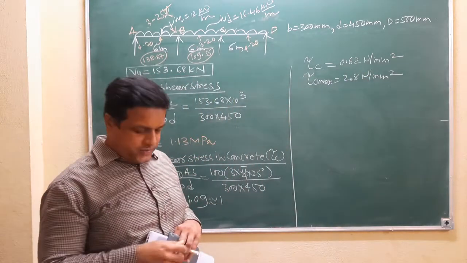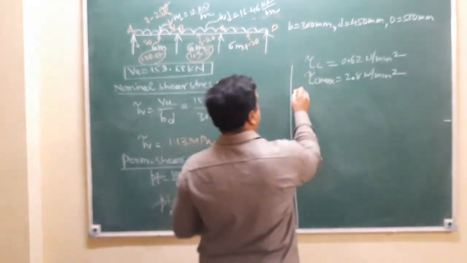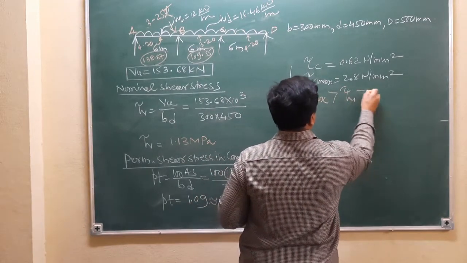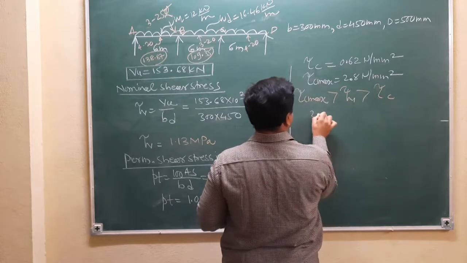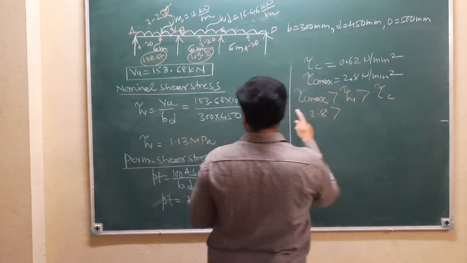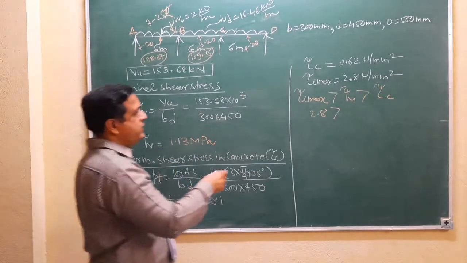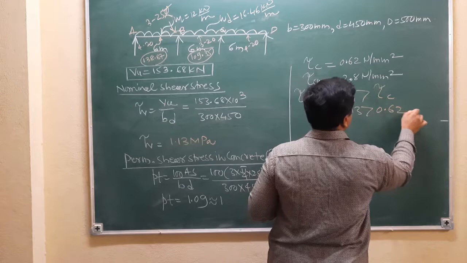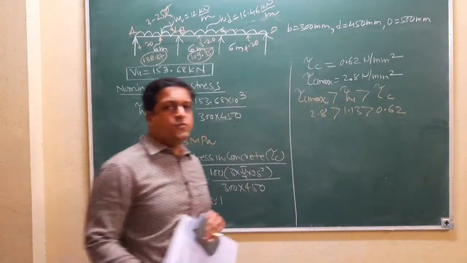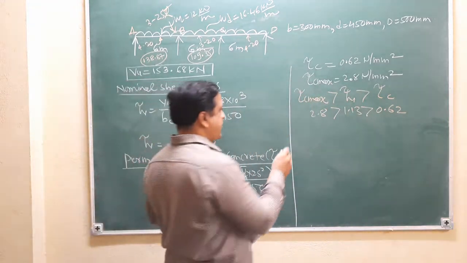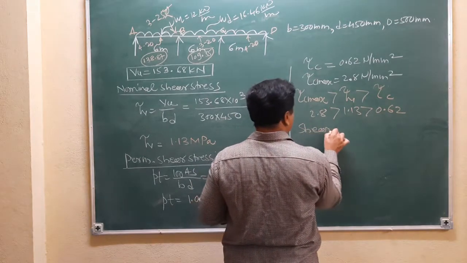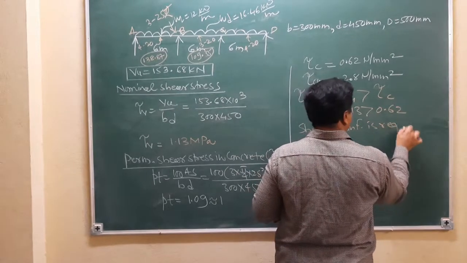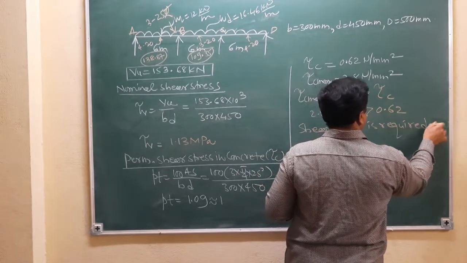Now compare these three values. Tau c max is more than tau v, which is more than tau c. Tau c max is 2.8, tau v is 1.13, and tau c is 0.62. Shear reinforcement is required. So what is your remark? Shear reinforcement is required.